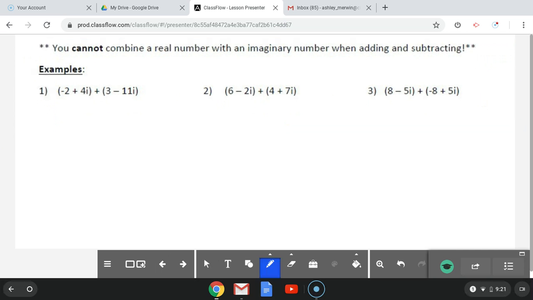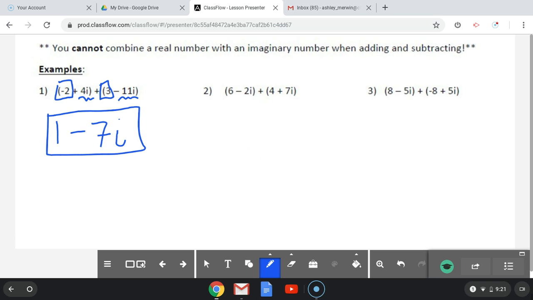Again, it's like combining like terms. So combine the real parts, negative 2 plus 3. You're going to get 1. And then you're going to combine the imaginary parts, 4i plus negative 11i. You're going to get negative 7i. And you're in the form a plus bi.